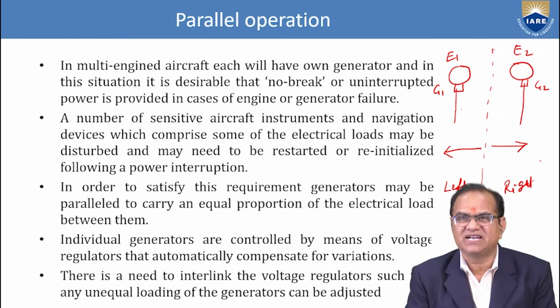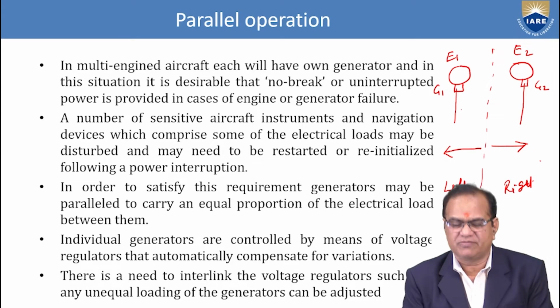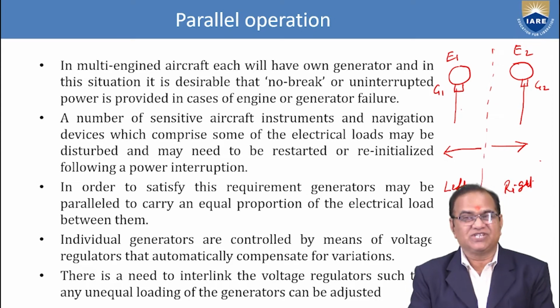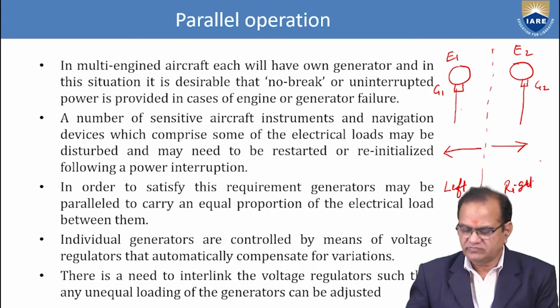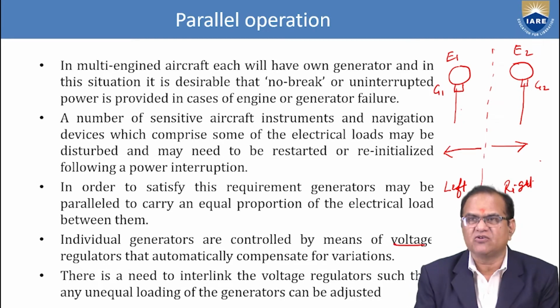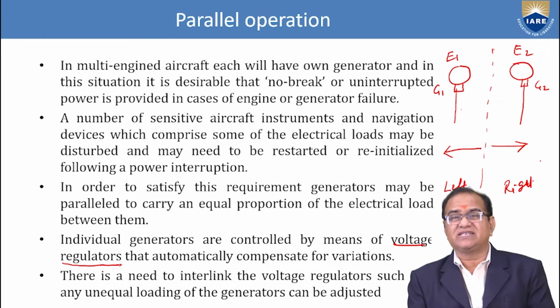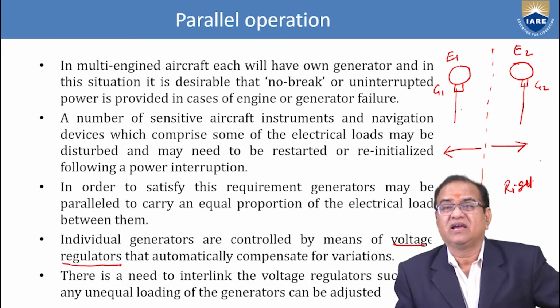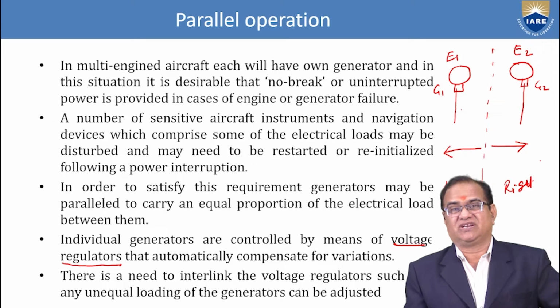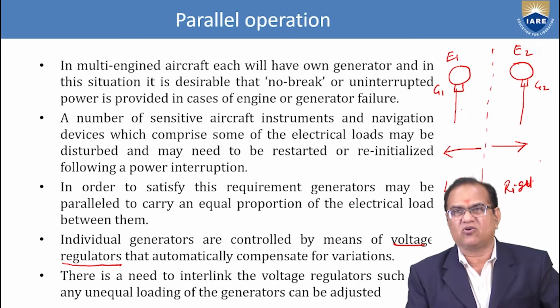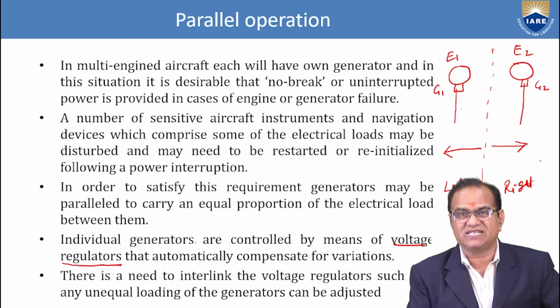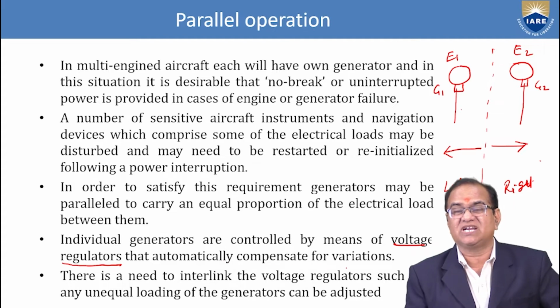So individual generators are controlled by means of the voltage regulator I have just described here. So here, this voltage regulator, individual generators are controlled by means of voltage regulators that automatically compensate for the variation.